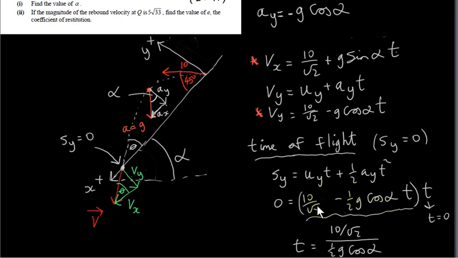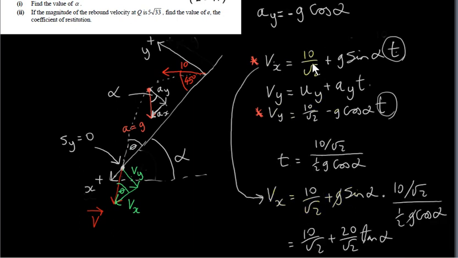We just rearrange then to get t. We bring the 10 over root 2 over to the other side, and we divide by the coefficient of t, which is a half g cos alpha. Of course we have minus signs there, but they both cancel to give plus. So this is the time of flight. And what we can do then is plug this time of flight in for t in both Vx and Vy. So we can get Vx and Vy in terms of alpha.